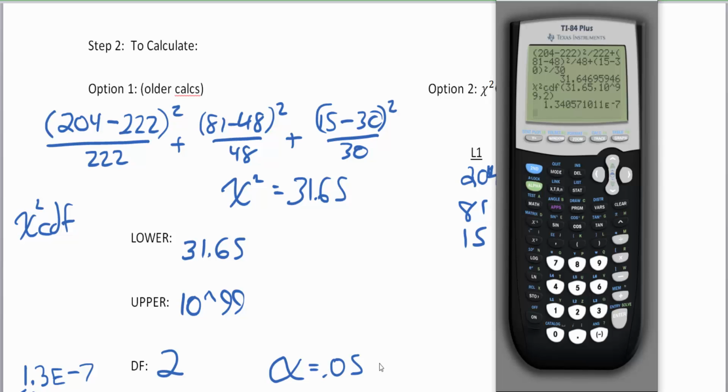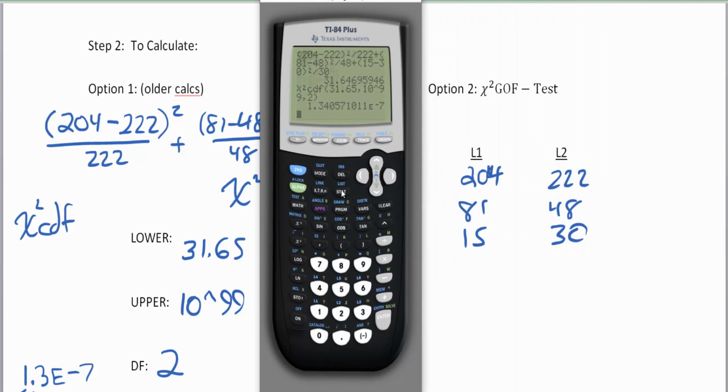And I'll show you this on the calculator. Hit the stat button. Let me move over a little bit. Let's hit the stat button and let's hit enter. And if I go up to the top and hit clear, enter, up to the top and hit clear, enter, that'll get rid of everything in my lists. So 204, 81, and 15. Move over to the list 2, 222, 48, and 30.